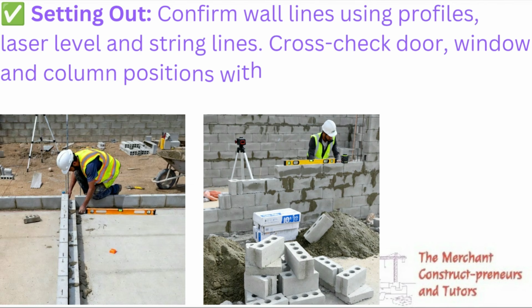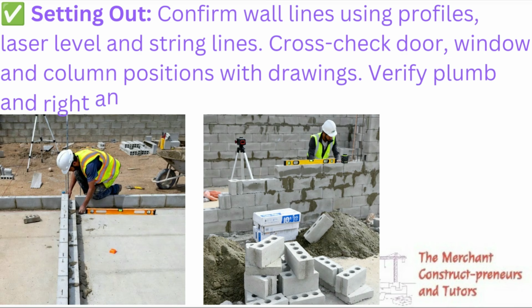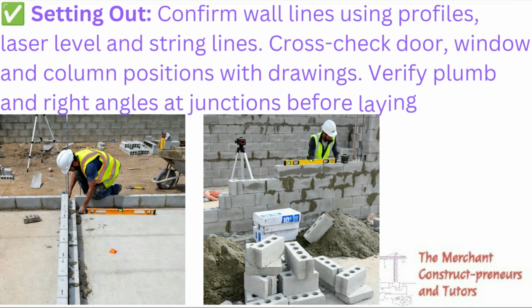Now the next thing is to do setting out, also a preliminary check. You're setting out to confirm the wall lines, whether you use profiles, laser lines, or string lines. Ensure that they are on correct alignment on the grid line according to how it is in the drawings. You check for the partitions, the openings, the windows, the doors, the column positions. Everything must align with what we have in the drawing. Those are the preliminary checks.